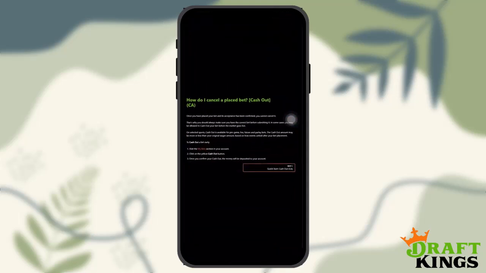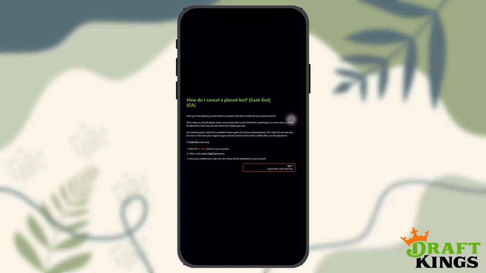In order to cancel a placed bet, once you have placed your bet and its acceptance has been confirmed, you cannot cancel it. That's the sad truth of this situation. That's why you should always make sure you have the correct bet before submitting it.